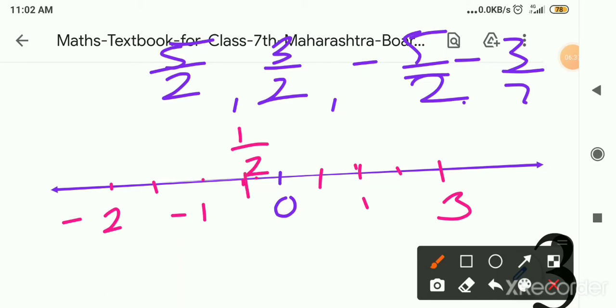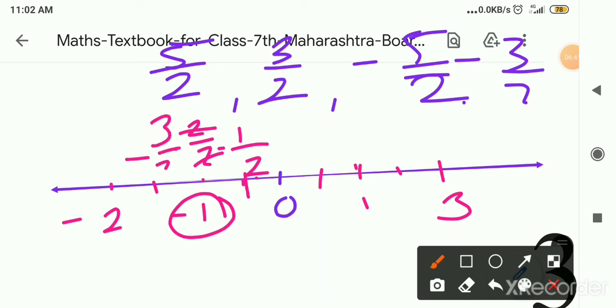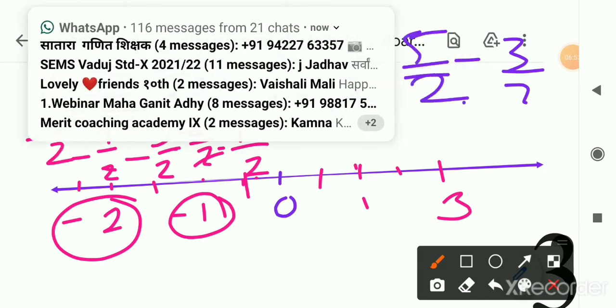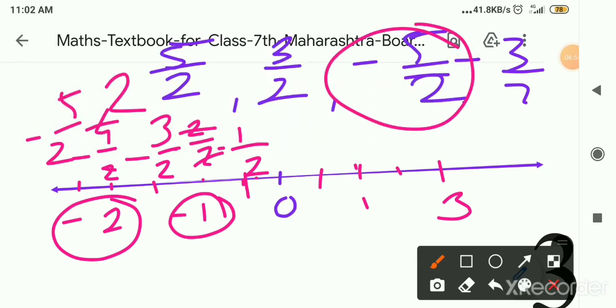And now, with denominator 2, this first point is 1 upon 2. Second point is 2 upon 2, means only 1. Sorry, this side is negative. So 2 ones are 2, minus 1 is here. Minus 3 upon 2, minus 4 upon 2, 2 twos are 4, minus 2. And here it will come minus 5 upon 2.